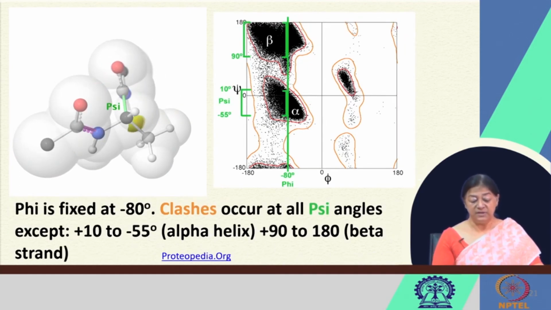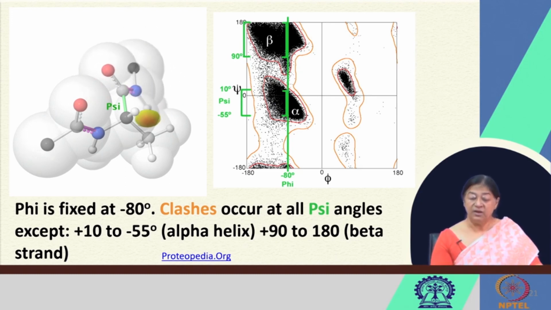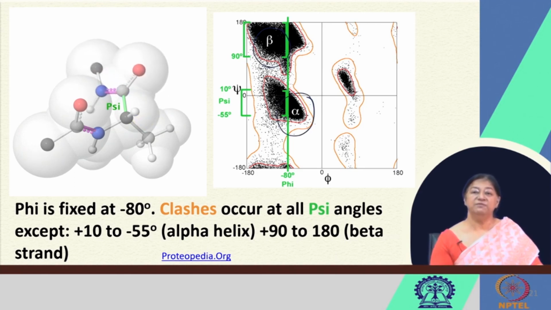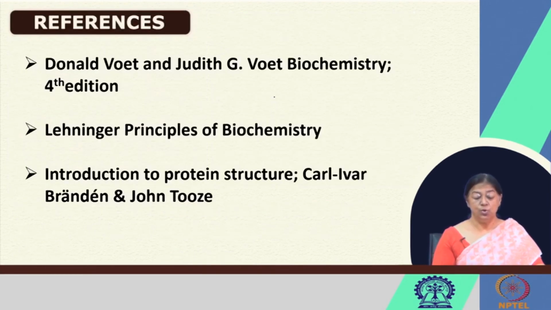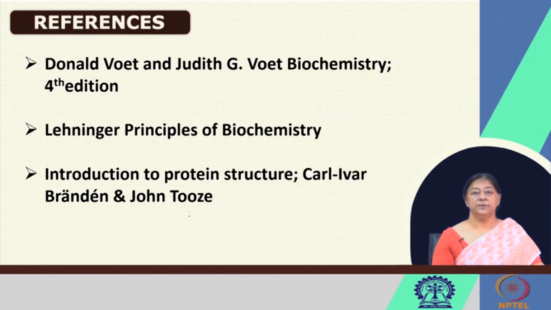Again, if we rotate about the psi angle, we see the same distinct possibility, where we see other regions that form clashes and some regions that are allowed, and these regions will be allowed for the beta and these regions will be allowed for the alpha helix, the important secondary structural elements of proteins. So, what we covered was the secondary structure, the alpha helix, the beta sheet and the helical wheel construction, the specific torsion angles and, most importantly, the Ramachandran plot. Thank you.